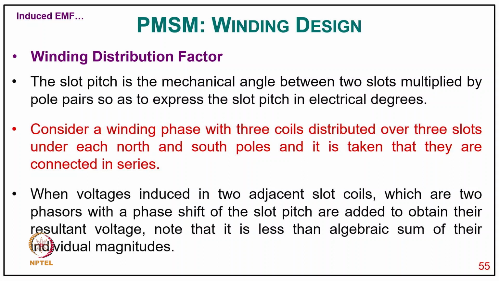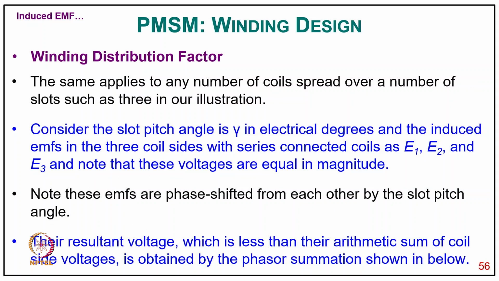Consider a winding phase with three coils distributed over three slots under each north and south pole, and it is taken that they are connected in series. When the voltages induced in two adjacent slot coils, which are two phasors with a phase shift of the slot pitch, are added to obtain their resultant voltage, note that it is less than the algebraic sum of their individual magnitudes.